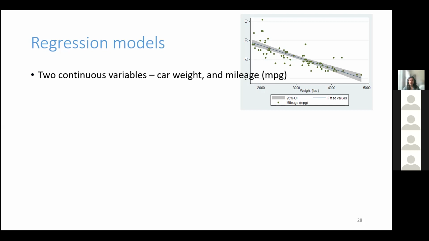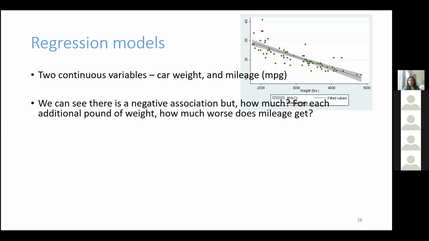So let's say you have two continuous variables. Here we have information on cars. We have the weight of the car on our x-axis, and we have mileage, miles per gallon, on our y-axis. And we can see, just ignore the line, just look at the dots right now, overall a negative relationship, right? So weight goes up, mileage goes down. Okay, fine. But we might want to know how much is that negative association? In other words, for each additional pound of weight, how much worse does mileage get?